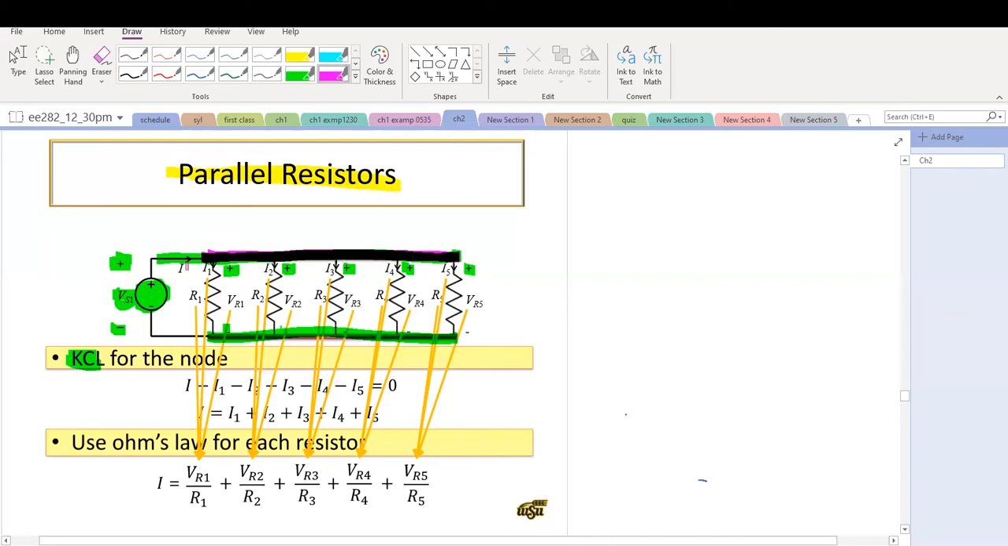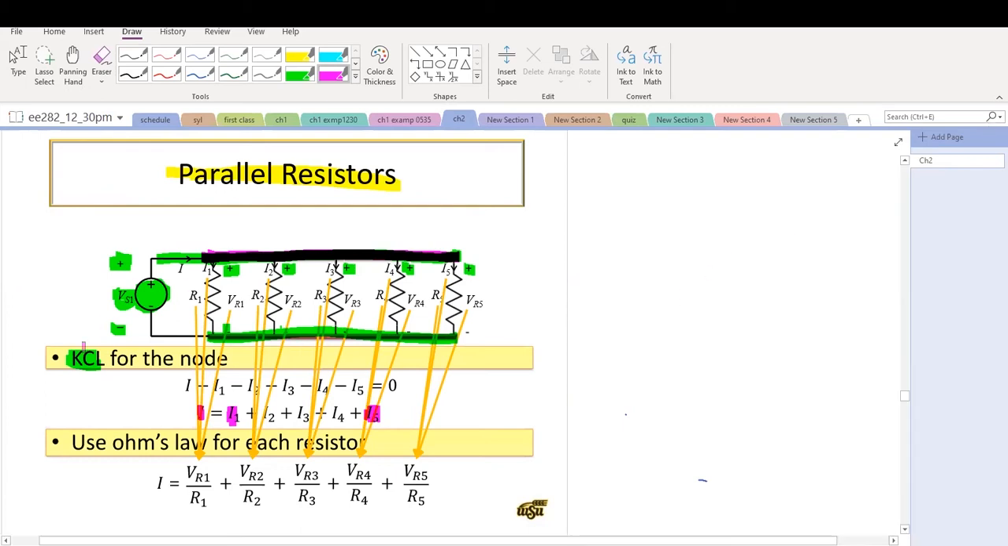KCL says that current flowing into a node equals current flowing out of the node. In this case, the current flowing in is I, and the current flowing out has 5 components, from I1 to I5. Therefore, current in is I, and current out is I1 plus I2 up to I5. Then we apply Ohm's law to obtain equations, and from there we can obtain the quantities we're interested in, either the voltage or the current.